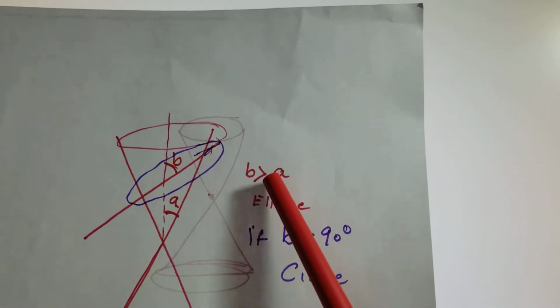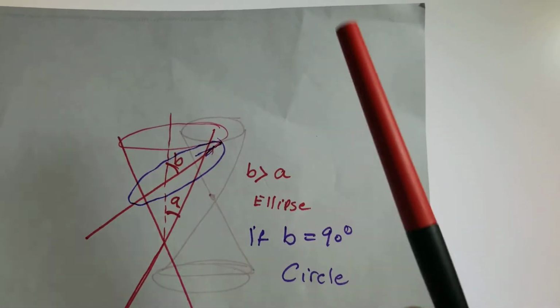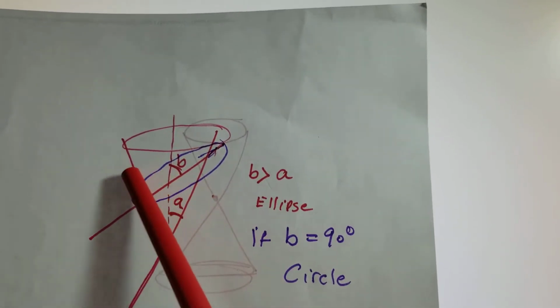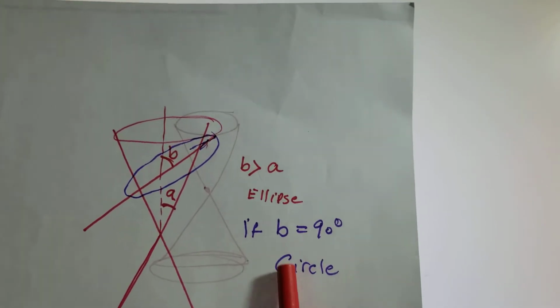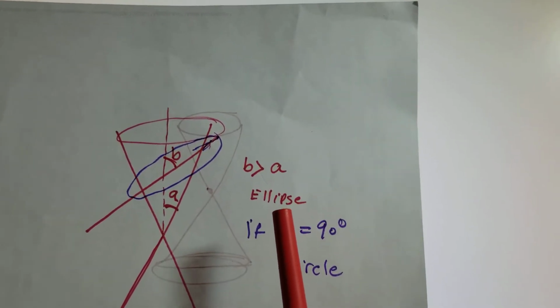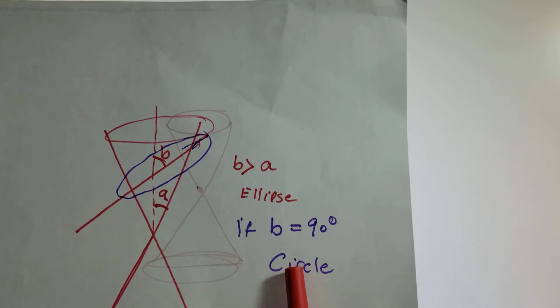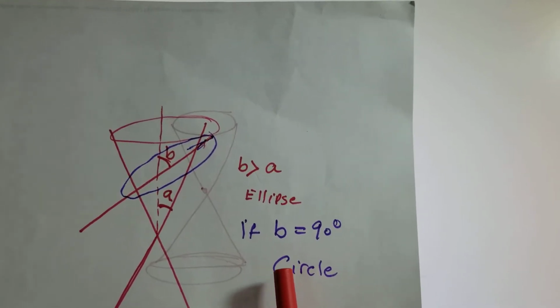And if that angle is greater, the maximum it can get is 90 degrees. And if that angle becomes 90 degrees, it becomes a circle. Every circle is an ellipse, but not every ellipse is a circle. Therefore, a circle itself is a special kind of ellipse.